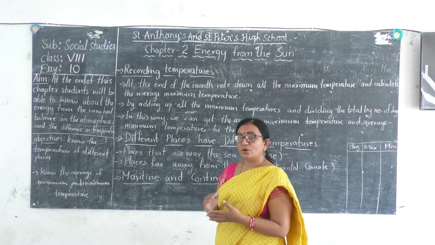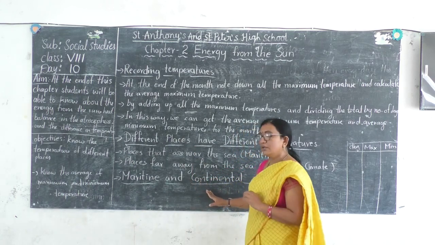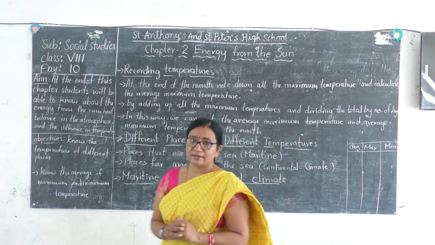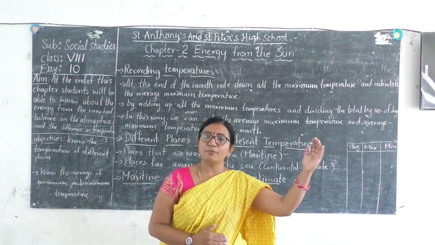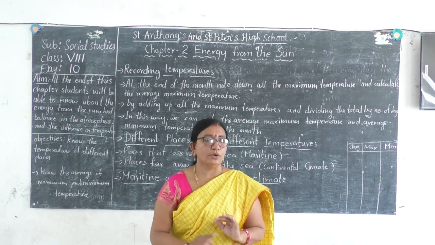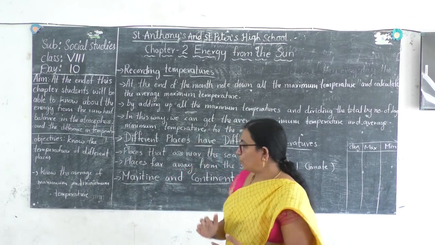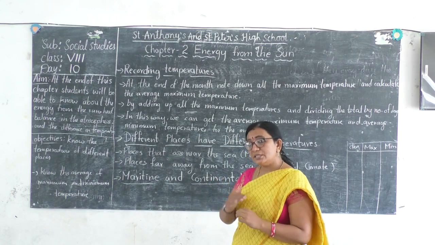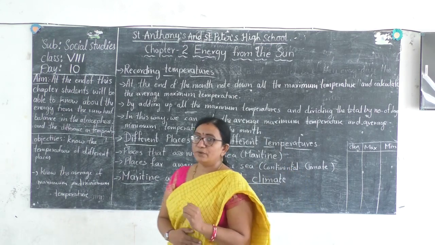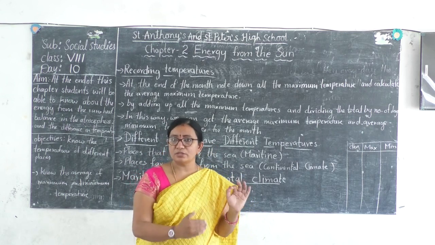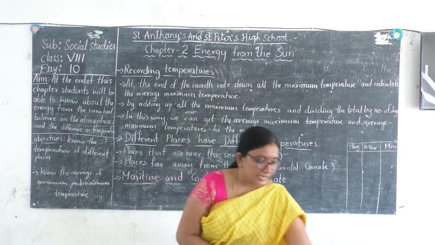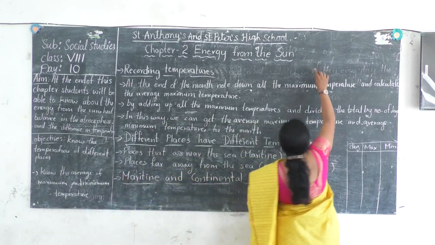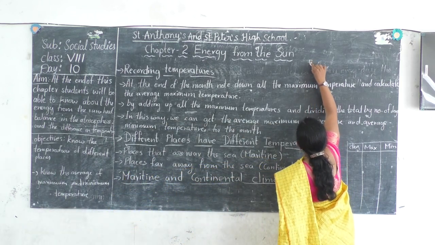That is the reason we call the continental climate an extreme climate. Either it is extremely hot or extremely cool. So now let us see how the climate is different from that of the places near the coastal region. As you know, India has a long coastal line like this.